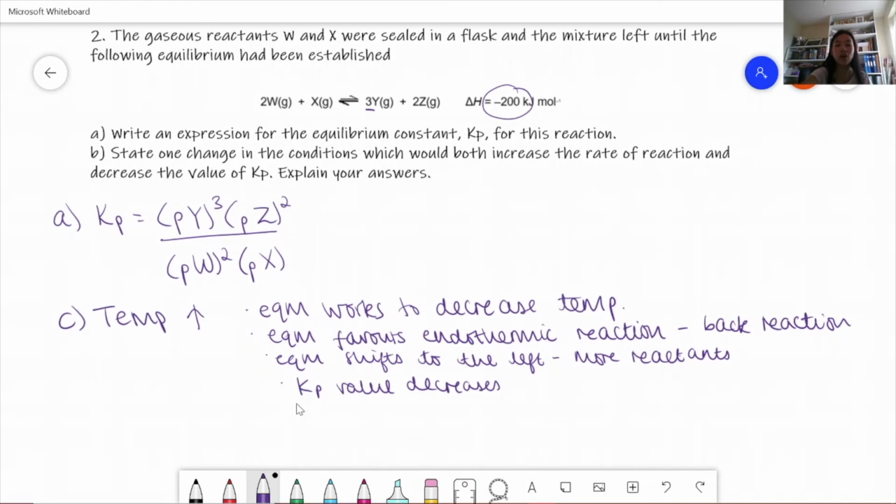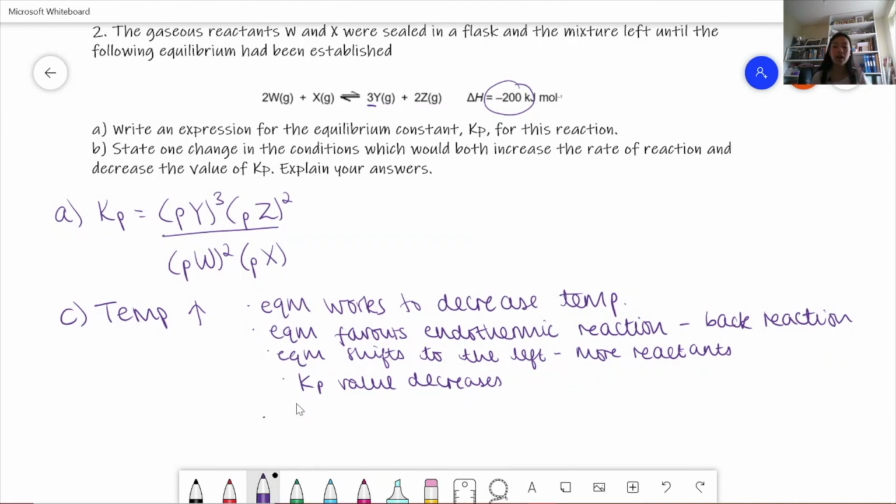And now we need to discuss why an increase in temperature will increase the rate of reaction. And that's because when we increase the temperature, we supply the gas molecules with more energy. And this is kinetic energy. And this means that the particles collide more frequently. So there are more collisions per unit time.